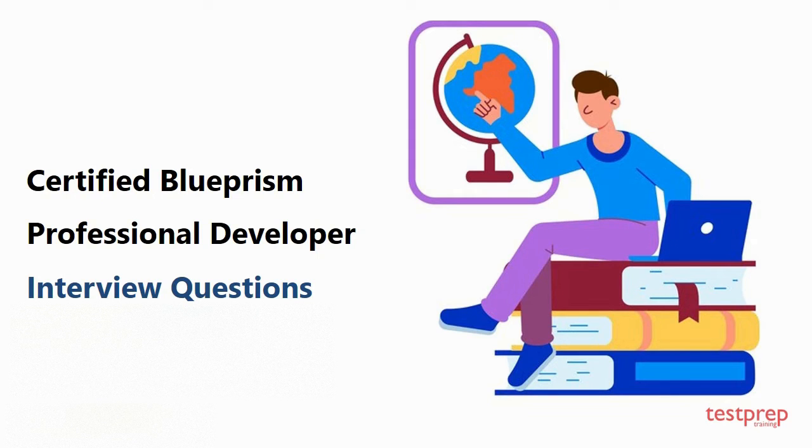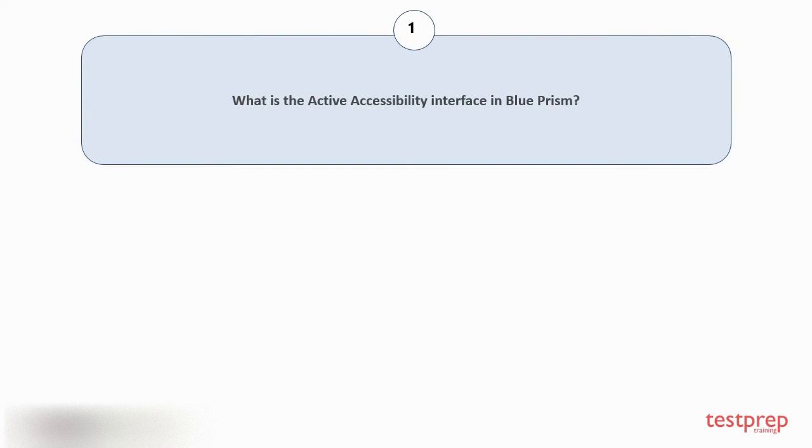In this video you will learn about the top interview questions for Certified Blue Prism Professional Developer. So let's get started. Question number 1, what is the Active Accessibility Interface in Blue Prism?